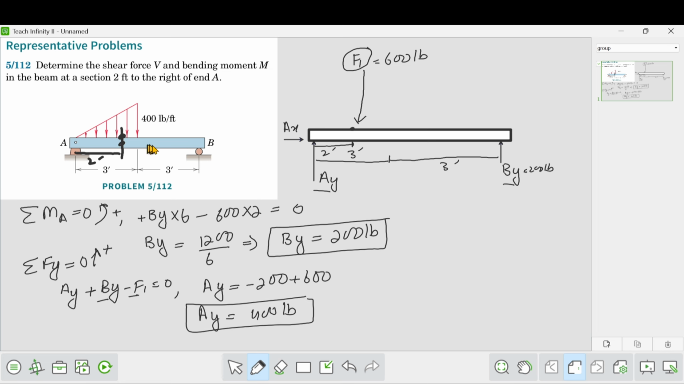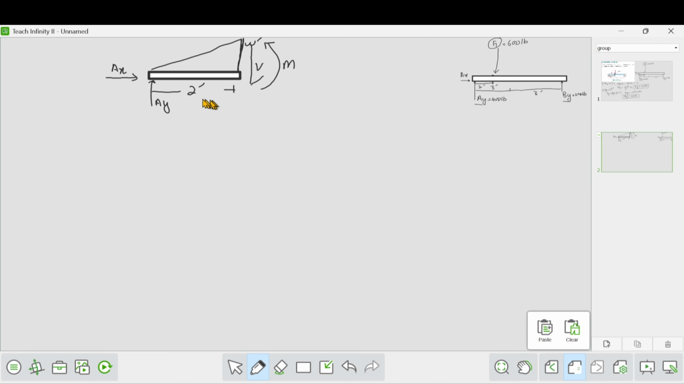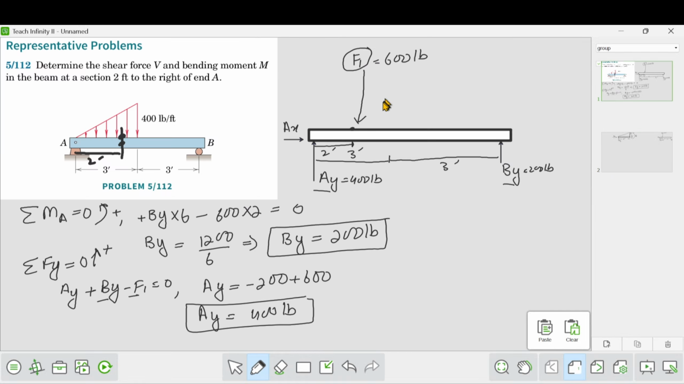So how will I find the shear force and bending moment at 2 feet from the right of A? Okay, I will take this AY as 400 pounds. I will take it to the next page. Now this is 2 feet. So I find shear force and moment at this 2 feet. For this, first of all, at this 3 feet, this is 400.